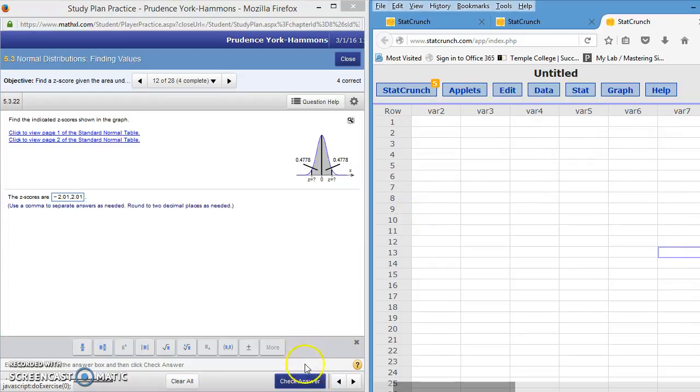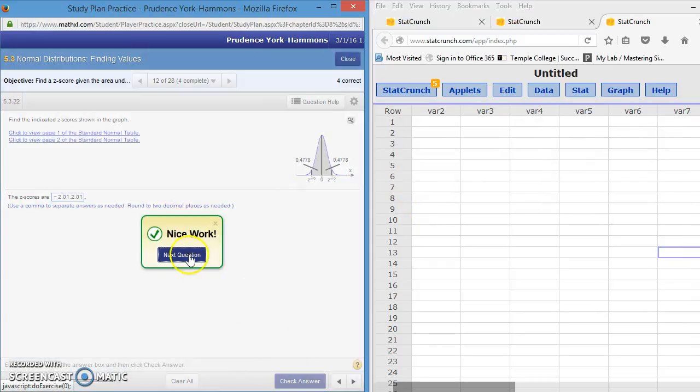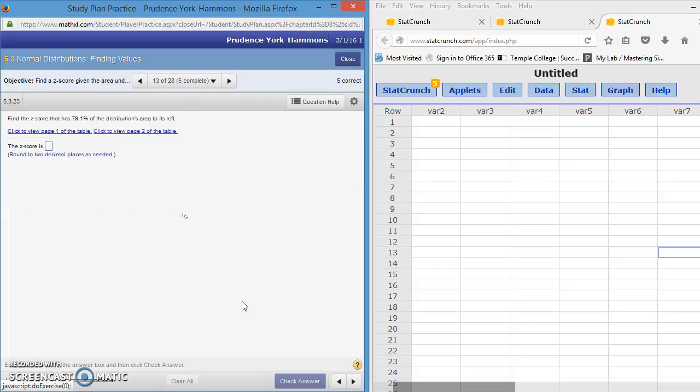Let's look at one more. Let's check our answer here. And let's see if we can find one that's a little different. Find the z-score that has 71.9% of the distribution's area to its right.